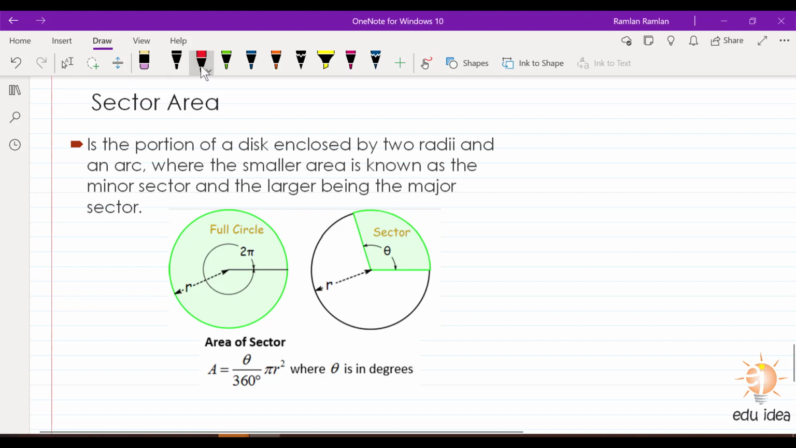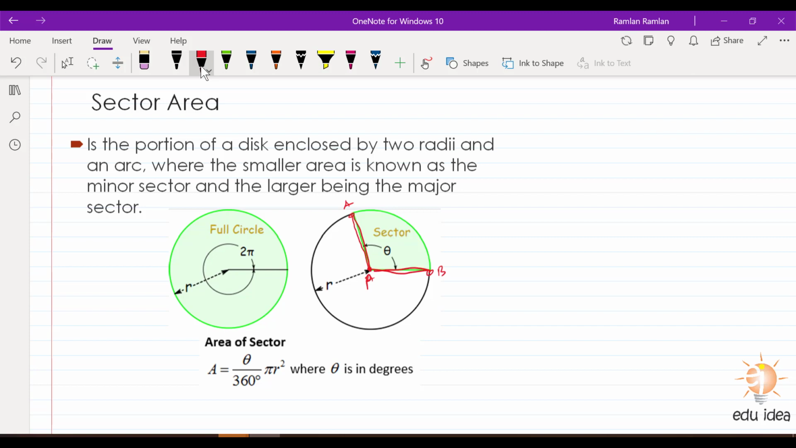So for example, here, guys, we have a full circle like this, right? And then I'm just going to draw 2 radii here. For example, this is the center point, I'm going to make it P. For example, this is point A, and this is point B. So I'm going to take a radius from P to A and also from P to B.